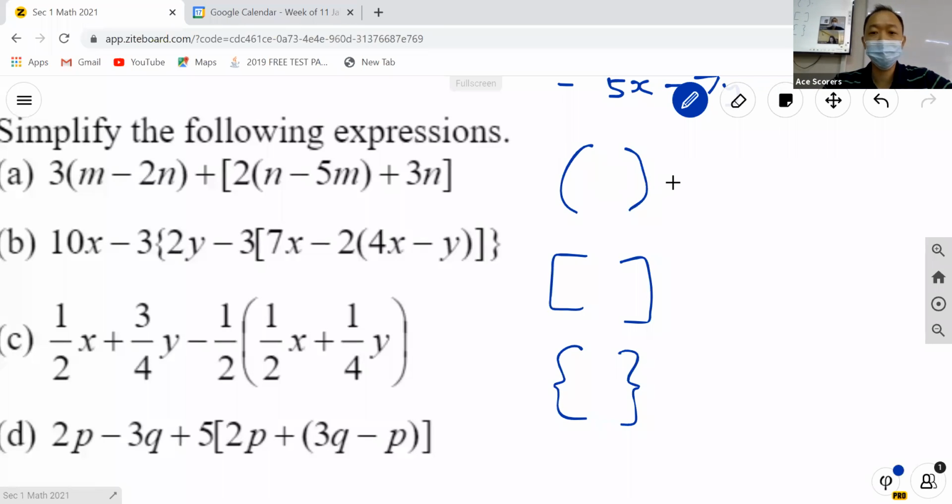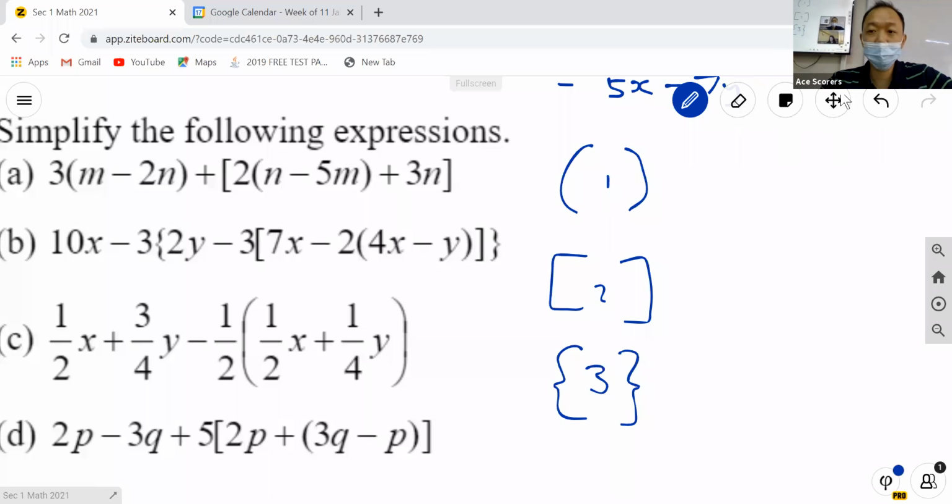Which one? This one, 1, 2, 3. Blossom, what do you think? Which one do you need to solve first? No, I already give you the answer. 1, 2, 3. Solve this first, followed by this, followed by this. So this is the ranking of the bracket. You need to know this one, number 1, number 2, number 3.